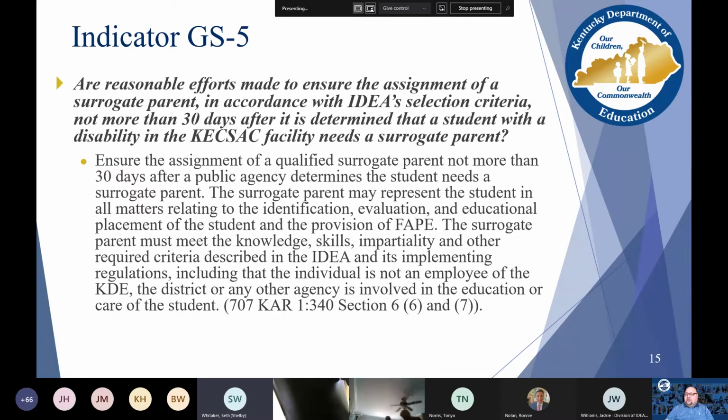Please make sure that you understand the surrogacy responsibilities and, first of all, that you have a policy in place for surrogacy. Number 2, that you know who can be and who can't be a surrogate parent, who can serve as a representative for that student in the place of a parent. So if a student is court ordered into your facility, is a guardian ad litem or has a guardian ad litem or so on, who can actually represent that student in an ARC.